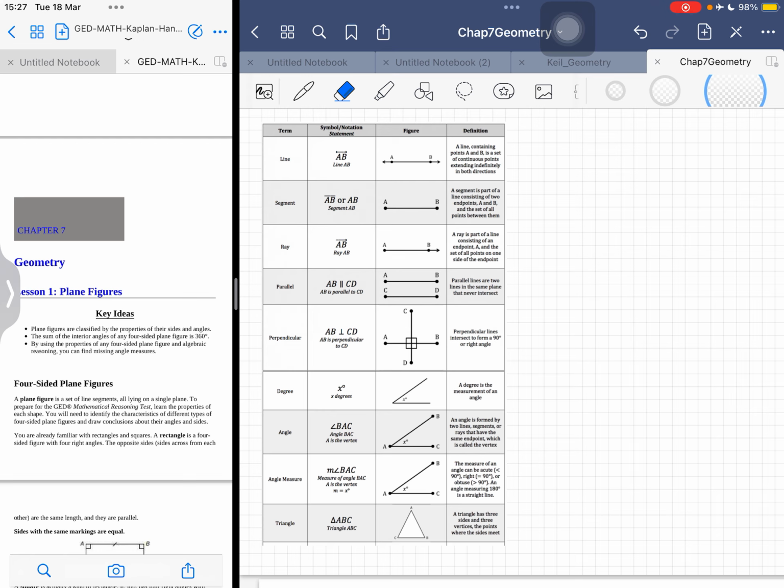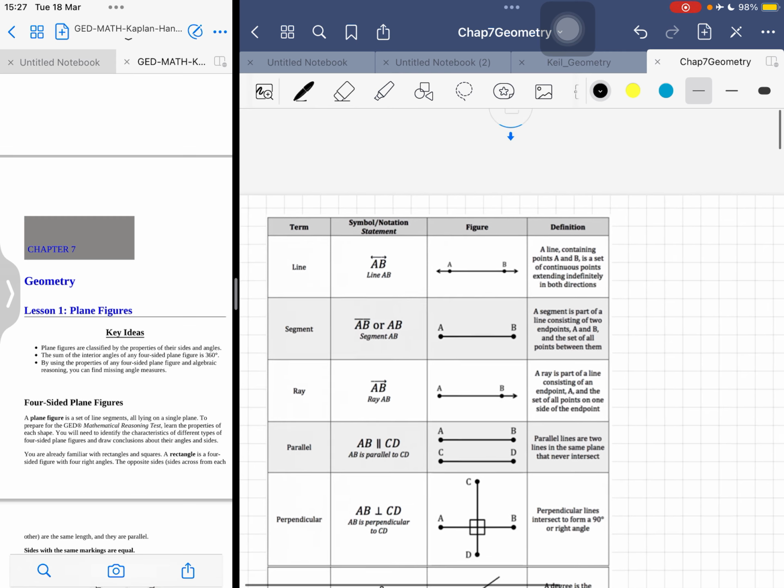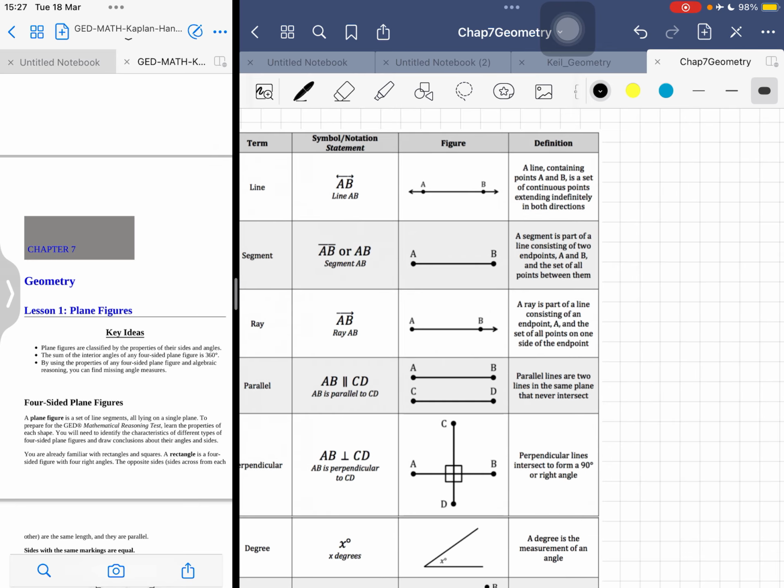Geometry is usually about shapes, either 2D or 3D, as well as finding angles and finding measurements like volume, surface area, and so on. For geometry, before I start the chapter about plane figures, I will explain the different notations involving geometry. The first concept is point, or like a dot.